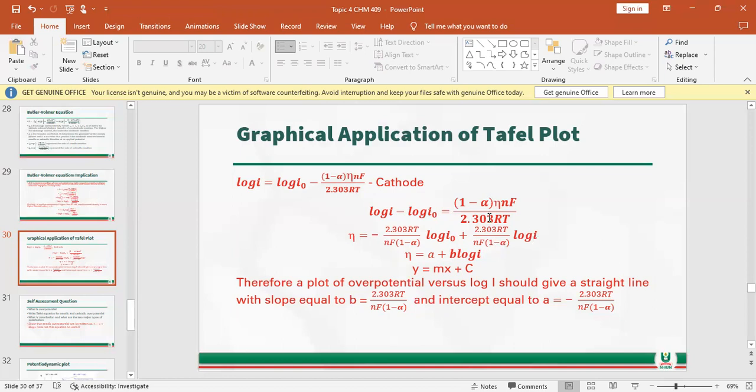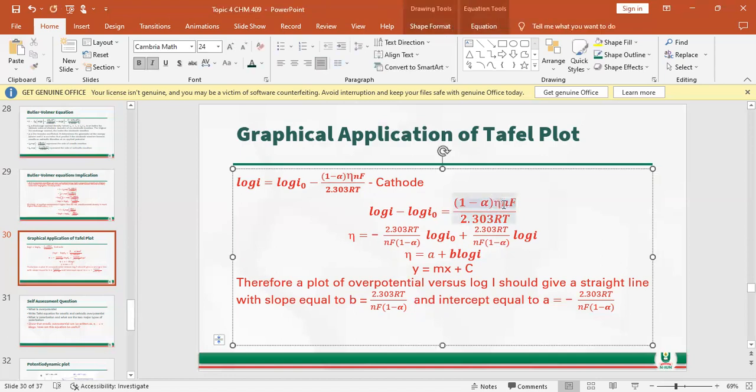So you can see this, we are turning this equation upside down. We are trying to make overpotential the subject of the formula. And that is why we have this. If we make that the subject of the formula, we get this equation. So if you compare this, you can see that this is the overpotential.